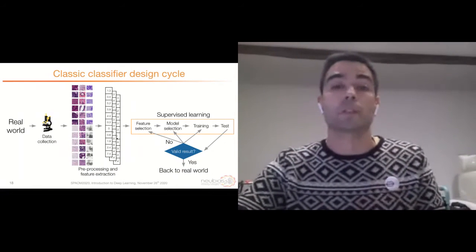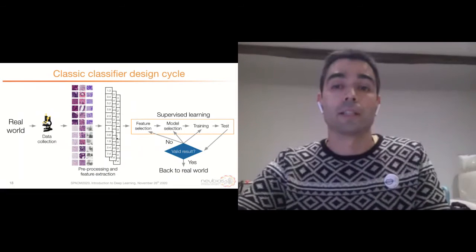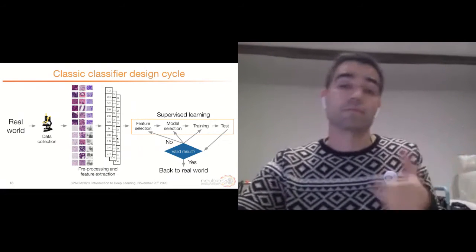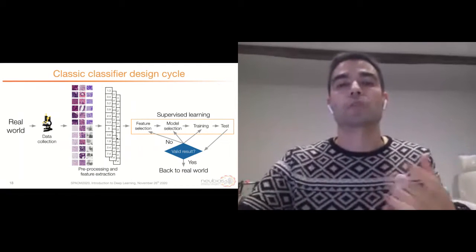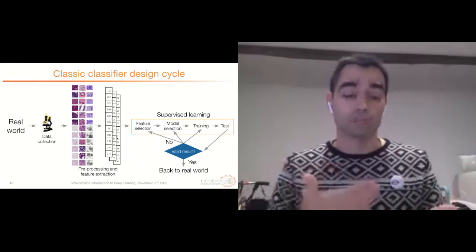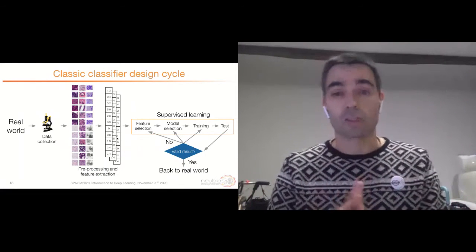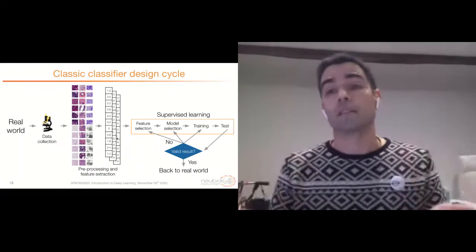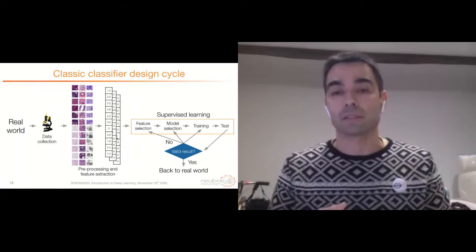Now we can jump, for example, if we know the original categories, into a supervised learning cycle, where we first do feature selection, because sometimes some of these measurements, some of these features, are not very informative, or they are redundant, or actually they are correlated to each other. So we can get rid of them and then have shorter vectors, and that way use less memory and train faster.